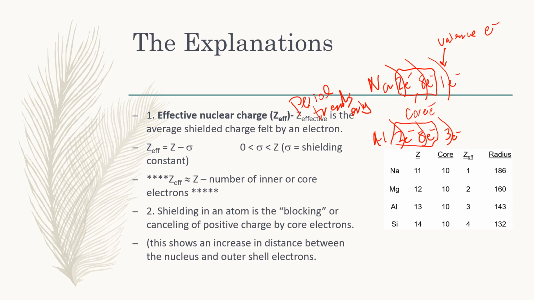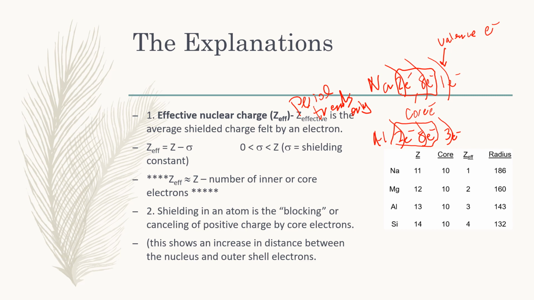If we look at a group trend, although the number of protons is changing in the nucleus, the number of the core electrons is also changing proportionally, and as a result, we'll have the same Z effective for the group trend. The second of our explanations is the shielding effect.